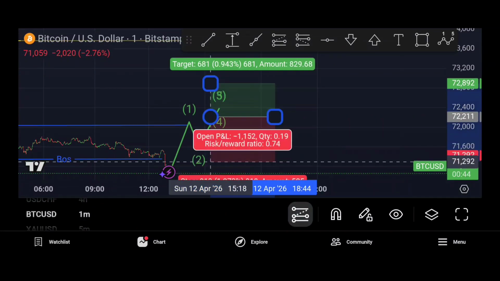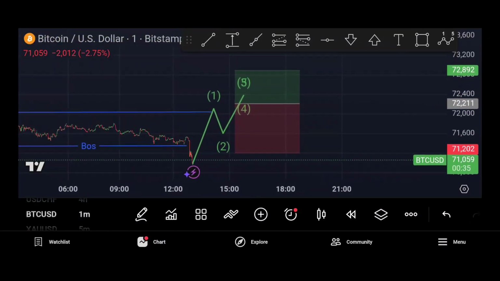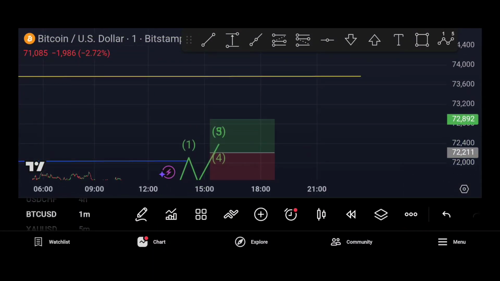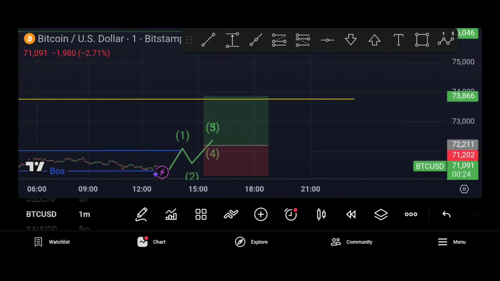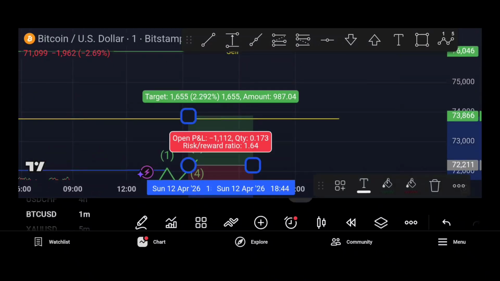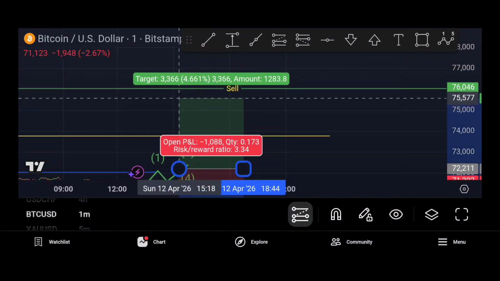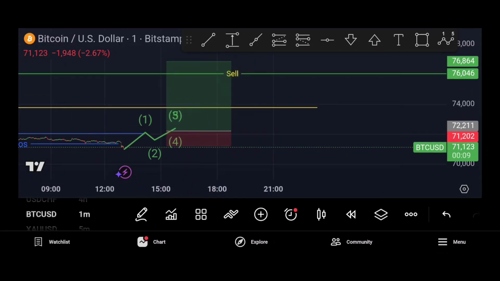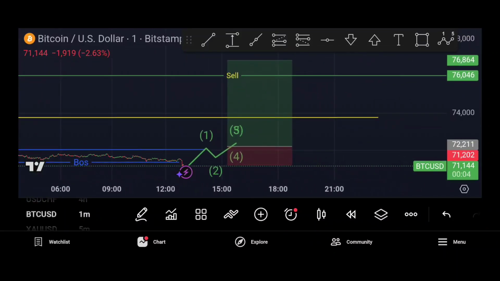Then I will put my stop loss below the lows which break the higher highs to the upside after market had made that market structure shift on the 1 minute. So I'll be targeting about a 1 to 4 risk reward ratio. Then I'll be taking my TP1, TP2, then TP3.